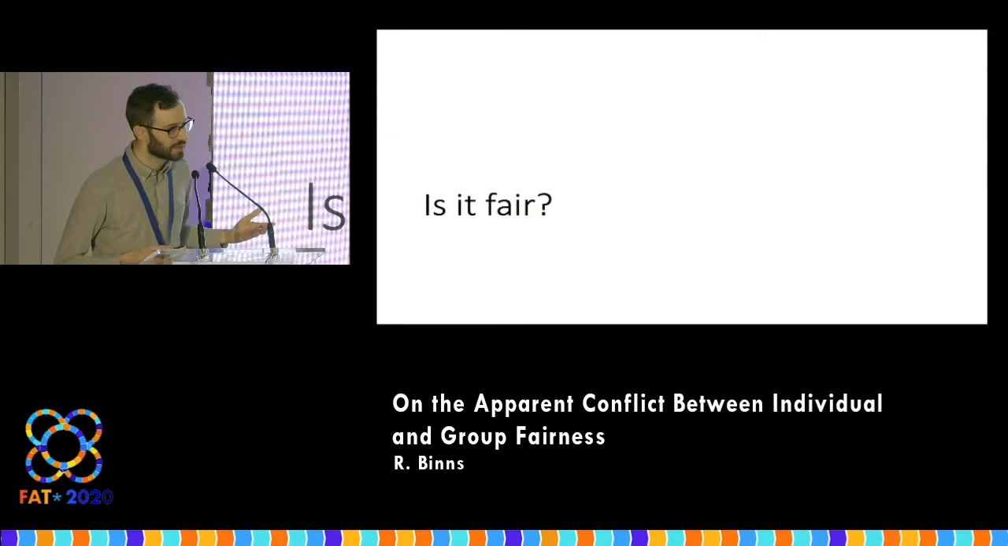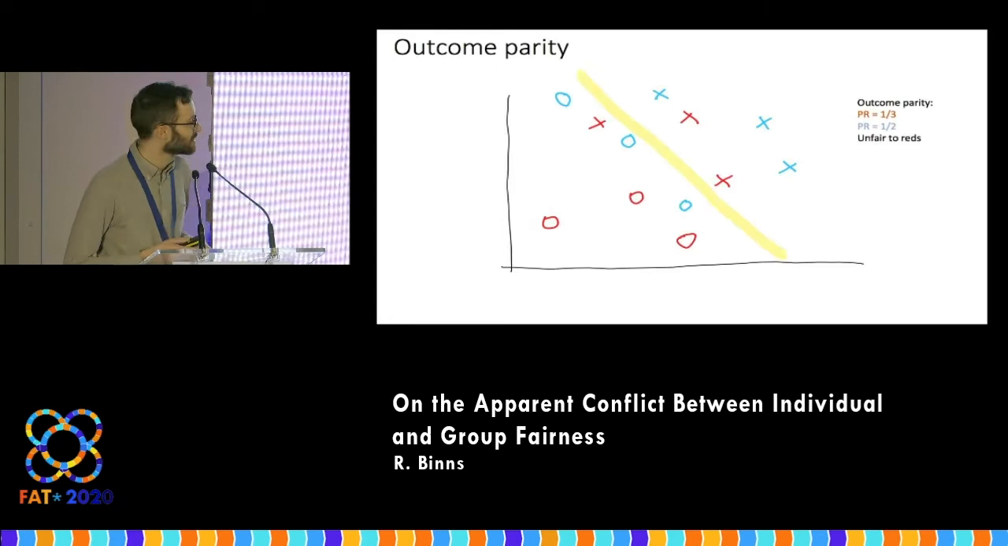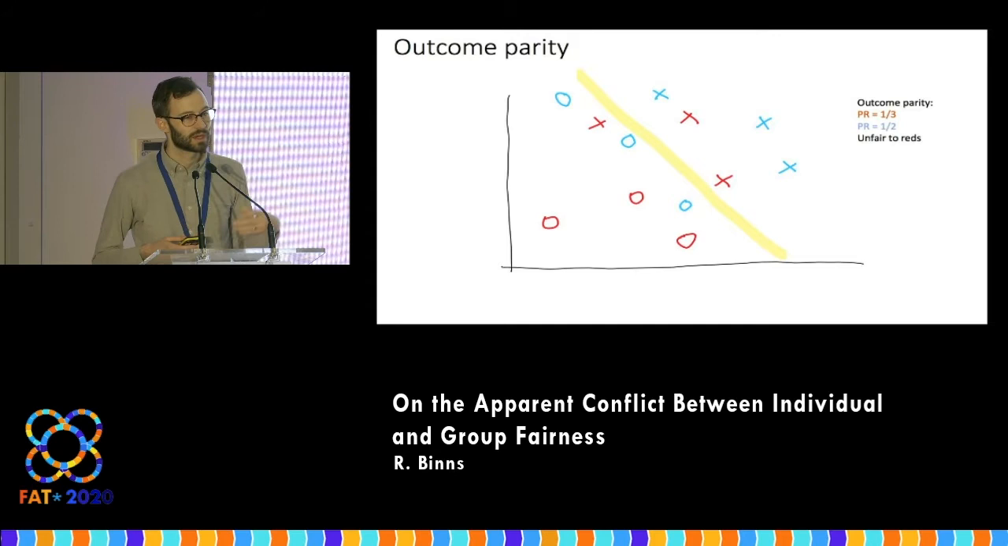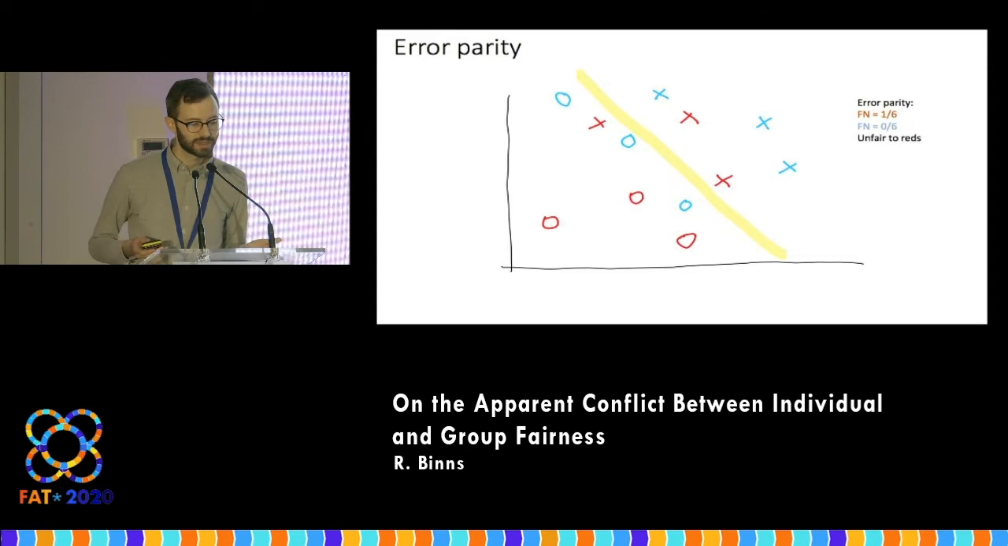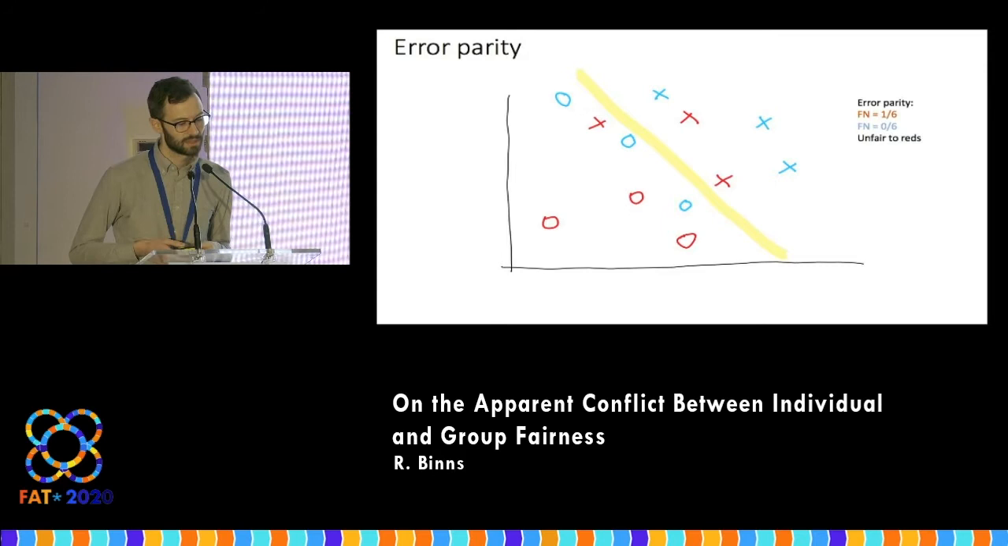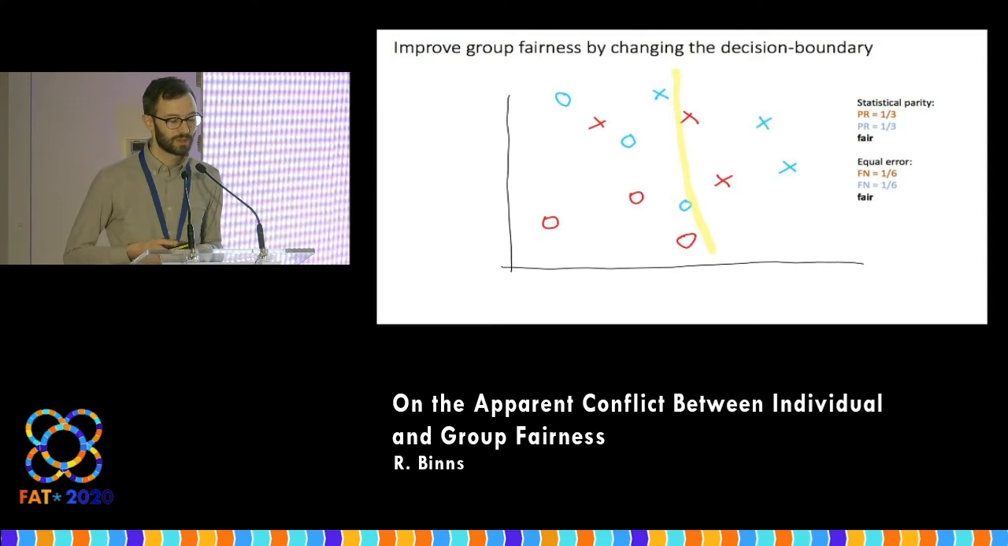In the typical fair machine learning literature, there'd be different ways of measuring fairness. One might be outcome parity, where we look at the proportion of red and blue populations that got a positive prediction. Error parity would look at the distribution of errors. So in this case, there's a higher false negative rate for the reds. And we could improve these group fairness measures by changing the decision boundary, or we could have two different decision boundaries depending on whether you're red or blue.